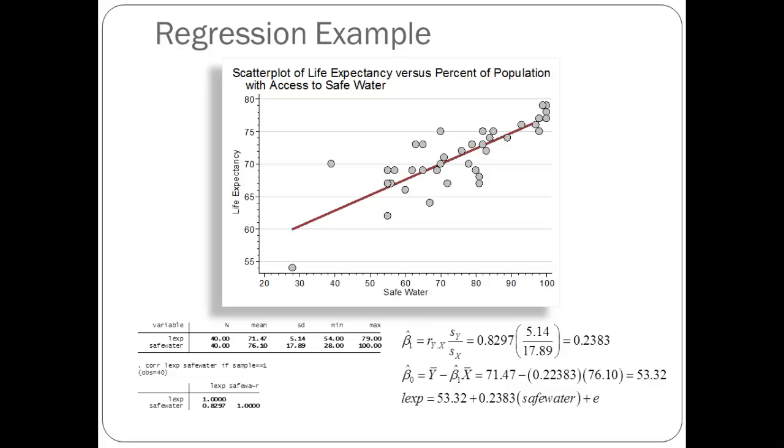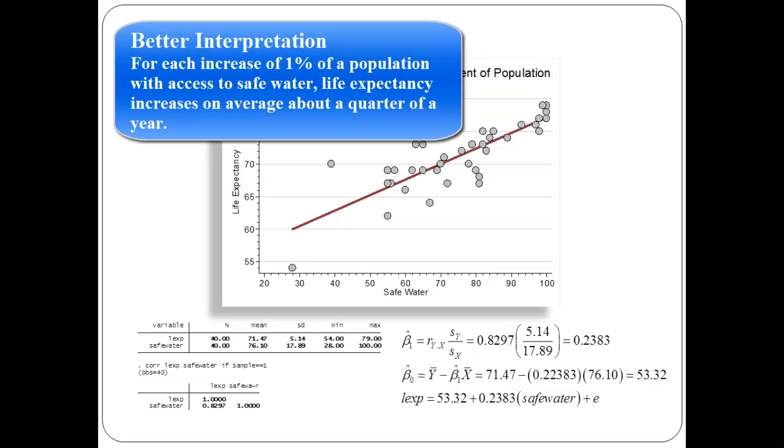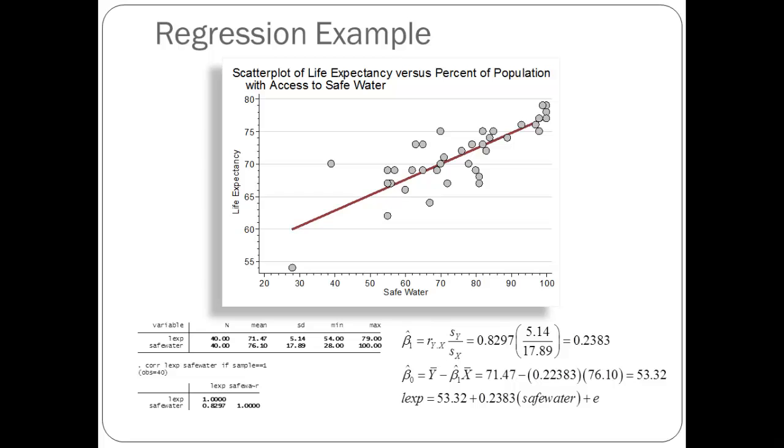So now we can go back and interpret this a little more clearly. For an increase in access to potable water of 1% of the population, there's an associated average increase in life expectancy of about a quarter of a year. Now, we tend not to think of things in terms of quarter years. We might be more interested in, well, how much would we have to see an increase in access to potable water to see an average 1 year increase in life expectancy? And it turns out that that's pretty easy to calculate.